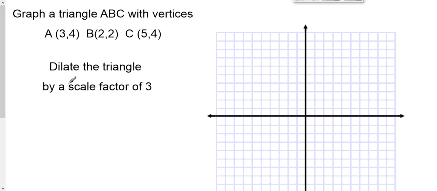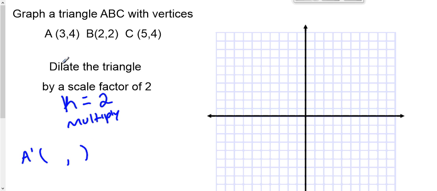So we want to dilate the triangle by a scale factor of 3. Or actually, I'm going to change that to 2 because 3 won't fit on the graph that I've placed here. And so what happens is the scale factor, which is denoted the letter K, is the number that we're going to multiply all of these terms by. So starting with A prime, we take 3, we multiply it by 2, we get 6. Take 4, we multiply it by 2, we get 8. There's our new A prime point.